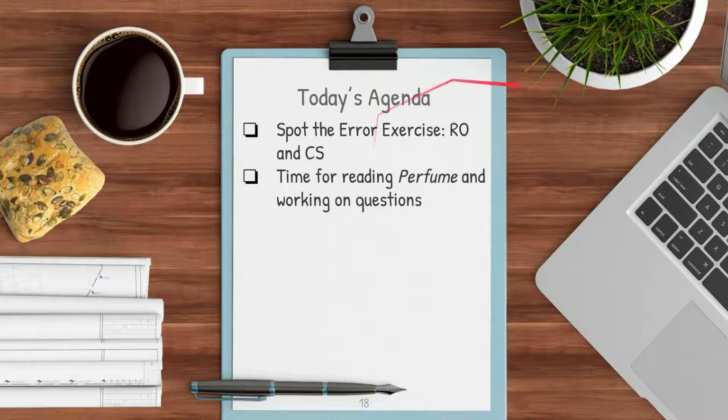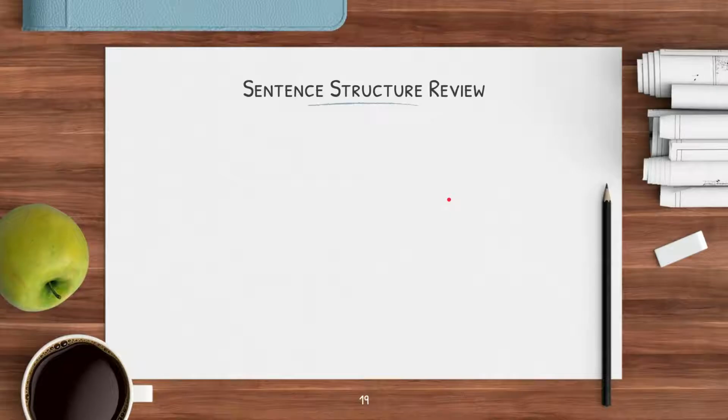All right, our agenda. We're going to do the spot the error exercise, working with run-on sentences and comma splices. And then the remainder of the time in class was used for you to be reading Perfume and working on those reading questions. So first, let's review the different sentence structures that we have.